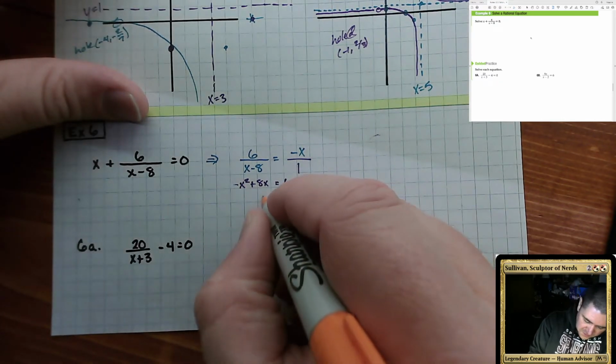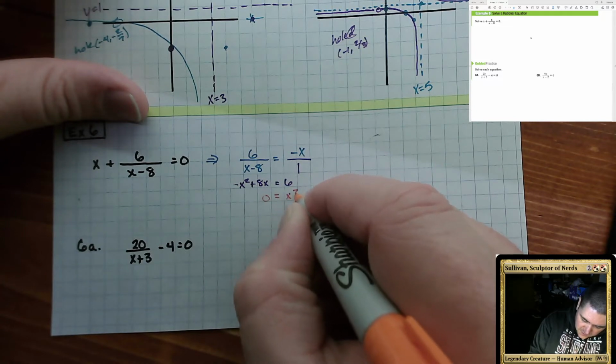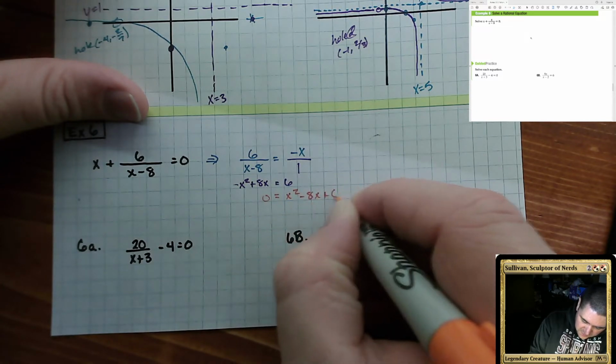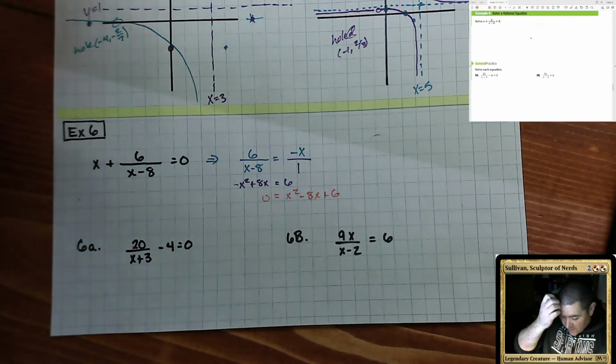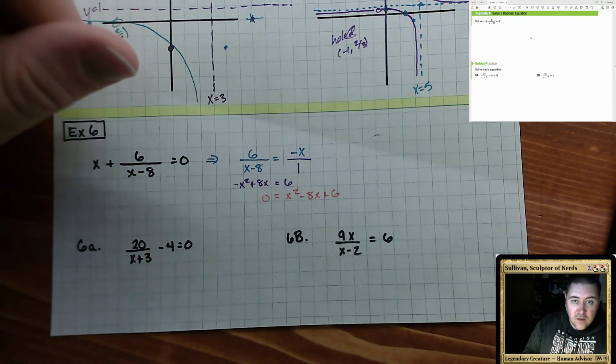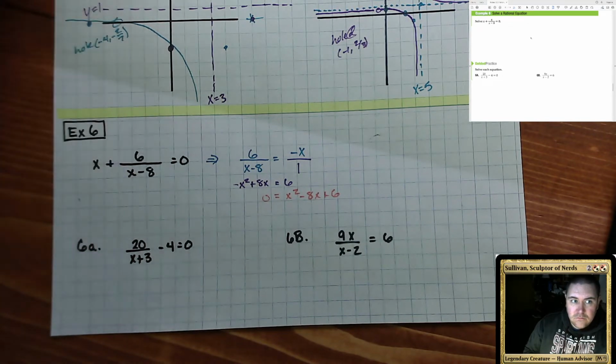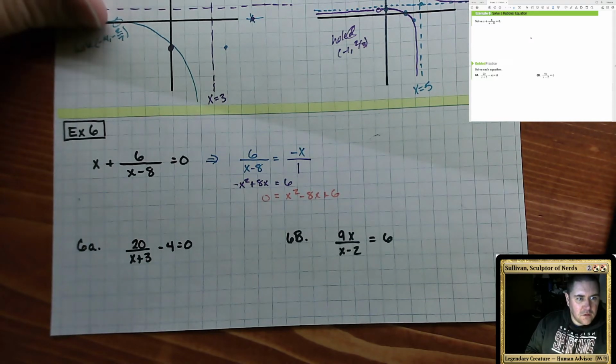Everyone to one side of the bus and solve. X squared minus 8x plus 6. Factors of 6 that add up to -8 don't exist. Did I do this right? I thought it was easier than that. Right? Subtract x, negative x squared plus 8x, positive 6. Same thing.